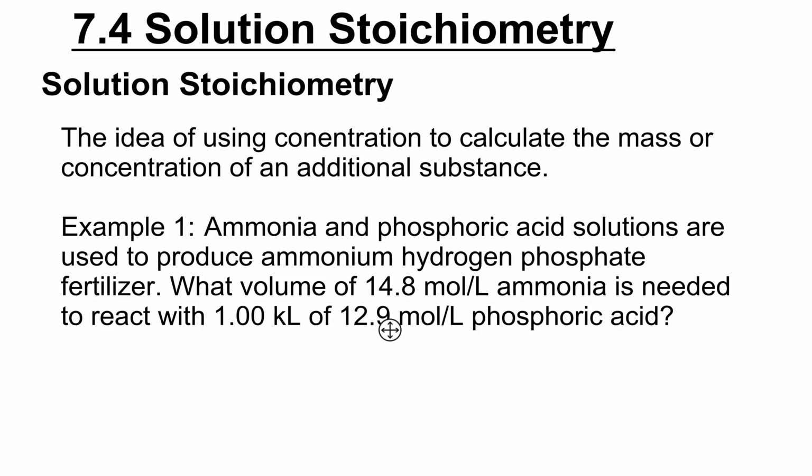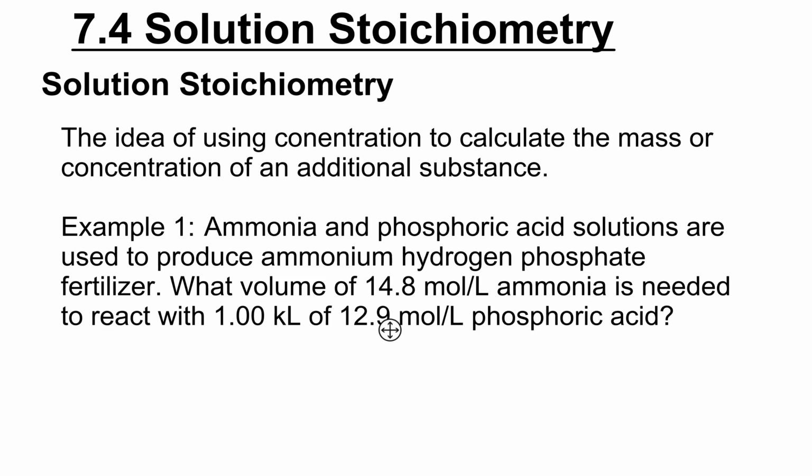Welcome back to another chemistry video. We are talking about solution stoichiometry this time. Solution stoichiometry is the idea of using concentration or liters or mass or moles or whatever to calculate the mass or concentration of an additional substance. The example we're talking about right now is ammonia and phosphoric acid solutions are used to produce ammonium hydrogen phosphate in fertilizer. That's not totally true. They're used to create ammonium dihydrogen phosphate, but that's neither here nor there.